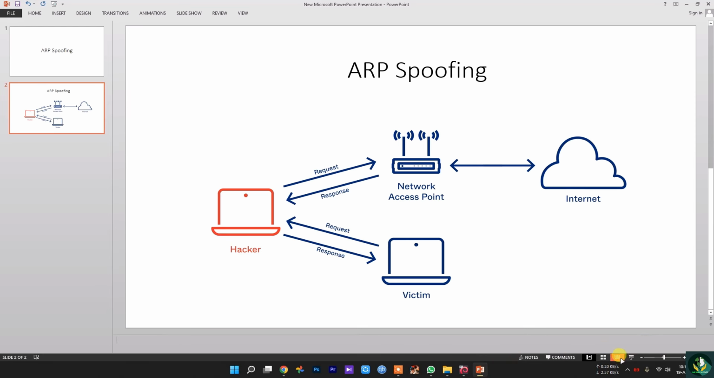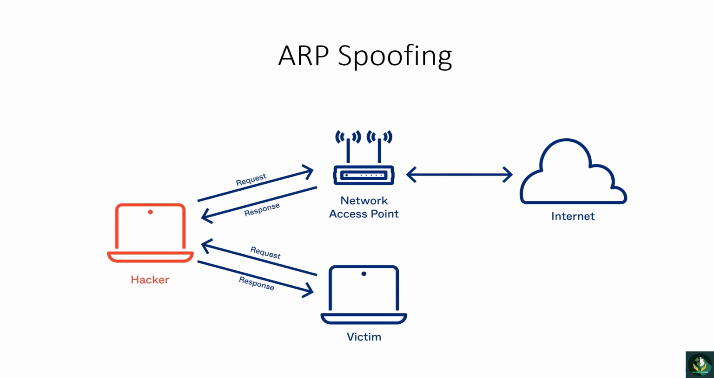So let's go back to our diagram. So we have a diagram of a typical network. You can see that normally any device that is connected to the network, if it wants to send a request, will send it to the router. Then the router will send the request to the internet, wait for the response, and then forward the response to the device that requested it. So if the hacker, the victim, or any other computer on the network wants to send a request, they will send the request directly to the router.